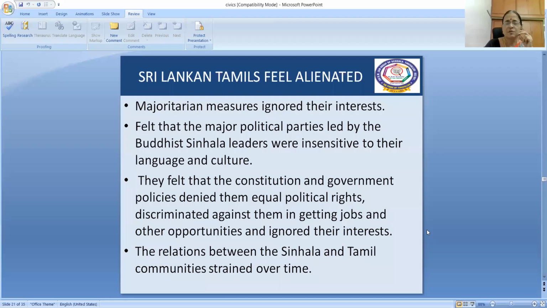So the relations between the Sinhala and Tamil communities strained over time. So these reasons made the Sri Lankan Tamils feel alienated in their own country. Till 1956, they had a very good relationship with the Sinhala community. Now, due to this 1956 Act, the Sri Lankan Tamils felt that they were alienated in their country, and the relationship that they had with the Sinhala community started to strain over a period of time.